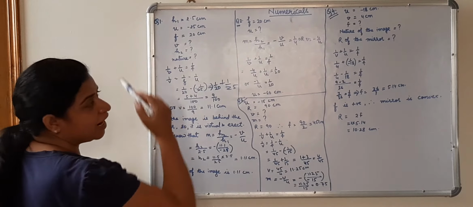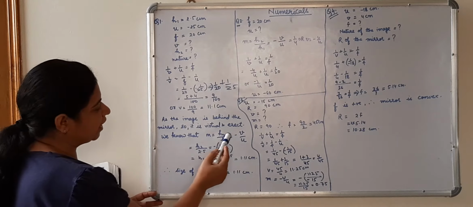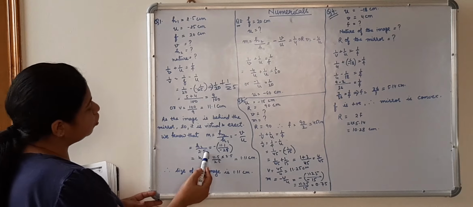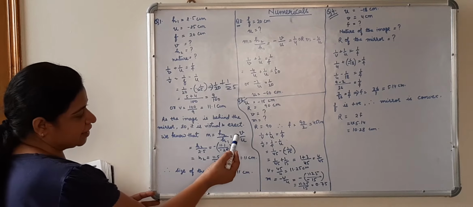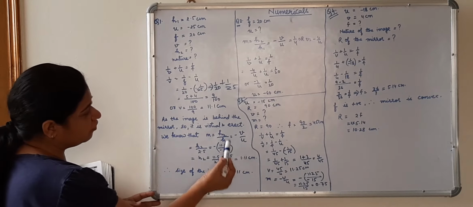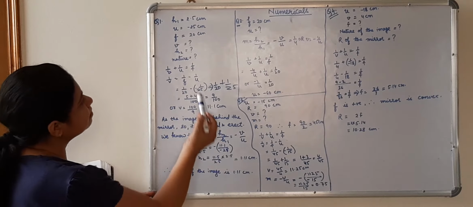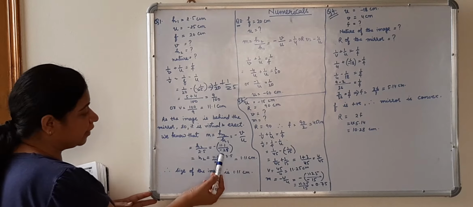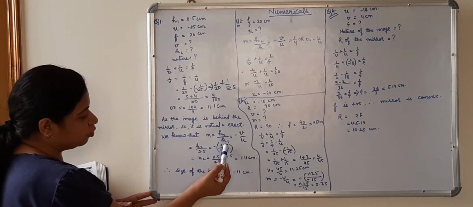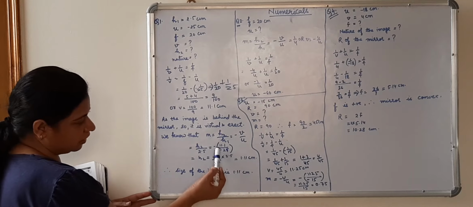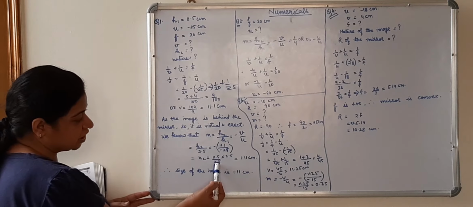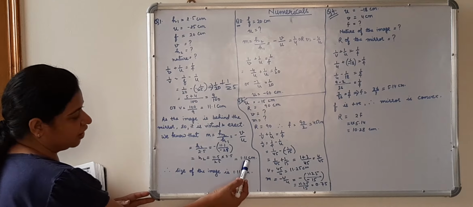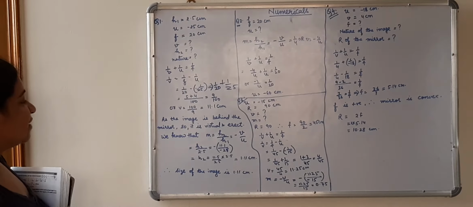Now we need to find out the height. For height we know the magnification formula, h2 upon h1 is equal to minus v upon u. h2 we need to find out, h1 we know is 2.5 centimeter. Again the minus sign has to be here. The value of v is 11.1, the value of u is minus 25 centimeter. So again I have put the bracket here to make it more clear. When I open the bracket, I will get 11.1 upon 25, the minus will be converted to positive. 2.5 will go to that side into 2.5, that is 1.11 centimeter. That is the size of the image.